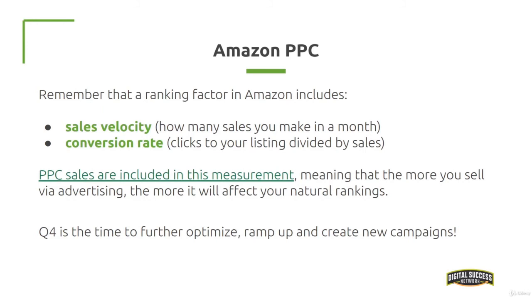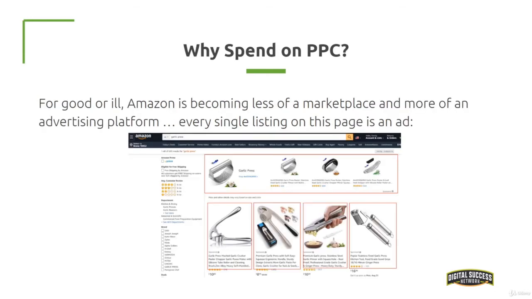So Q4 is the time to further optimize, ramp up, and create new campaigns. So why spend on PPC in the first place? Well, let's take a look at this screenshot right here. For good or ill, Amazon is becoming less of a marketplace and more of an advertising platform. In fact, they're the third largest advertiser in the United States, with Facebook and Google being number 1 and 2. So if you look at the screenshot, every single listing on this page is an ad. The organic results are below that.